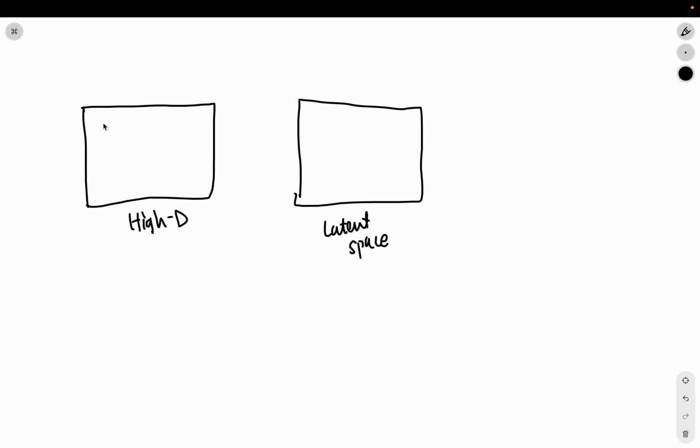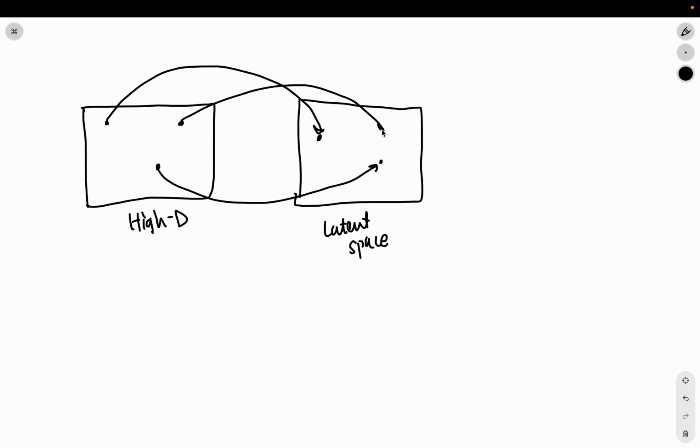So I take a cat. This right here is an image of a cat, in high dimensional space. It gets mapped to some point in the latent space. Then I have an image of a dog, and that dog gets mapped to some point in the latent space. Then I have, I don't know, a cow, and that gets mapped to some point in the latent space. So my cat here gets mapped to a point here, and if I want to reconstruct my cat, I can pass this specific latent representation through the decoder.